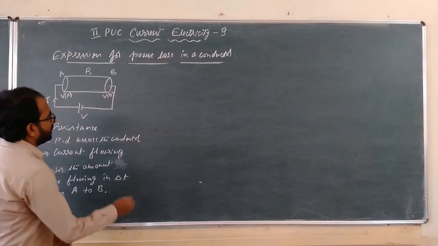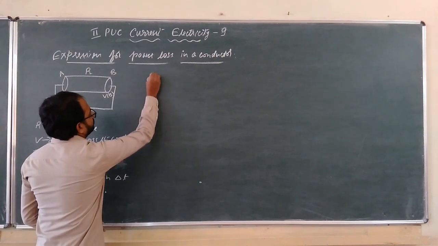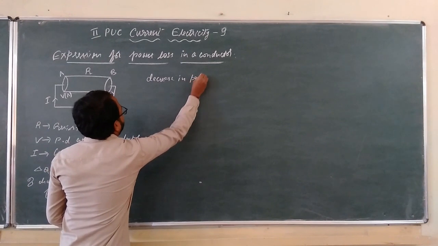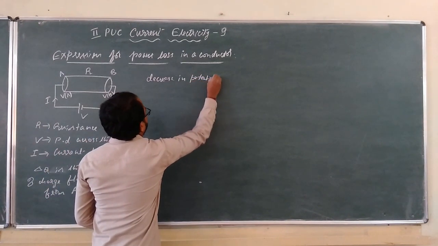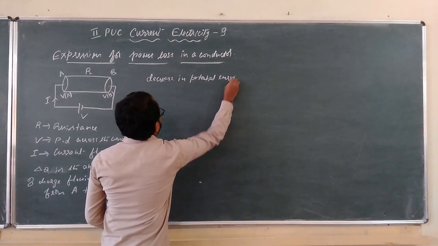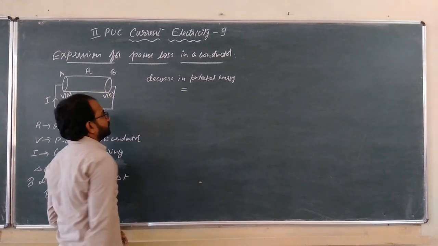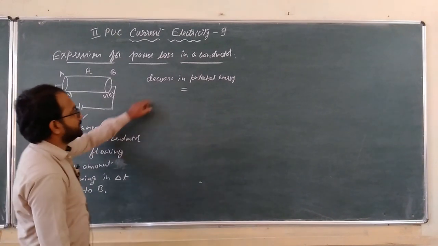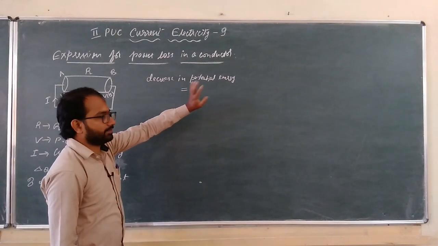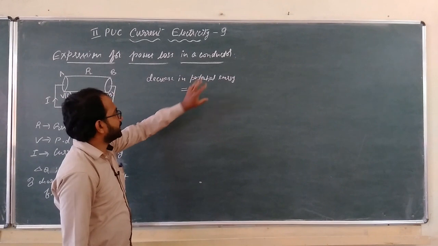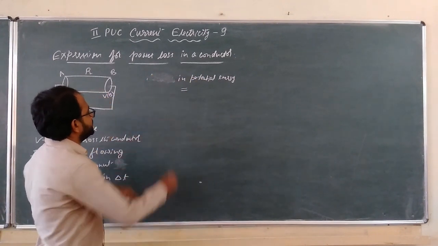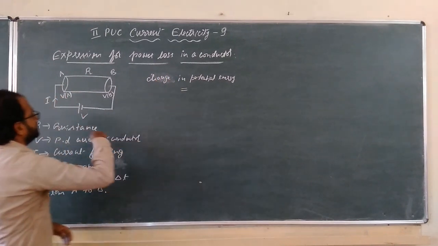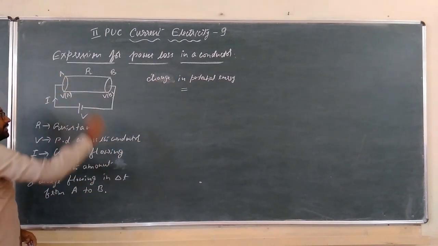What is the decrease in potential energy? If I write decrease in potential energy, I should write a plus something, because I have to take only the magnitude. If I write change in potential energy, I have to write negative. Change in potential energy means final potential energy minus initial potential energy.